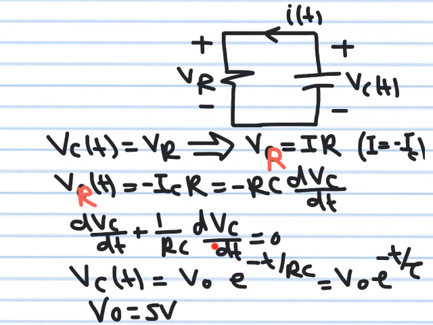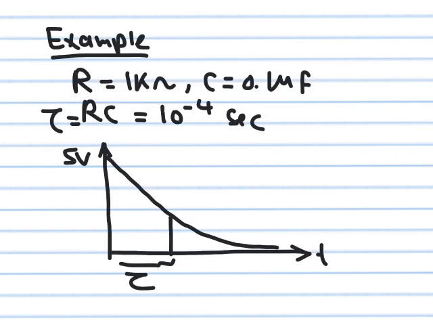V naught is the voltage at time zero. If you started before you close the switch and the voltage between here and here was 5, then after you close the switch, the capacitor voltage will still be 5 because it cannot change instantaneously. As a result, at time zero, if you put t equal to zero here, this term becomes 1. Then V naught is equal to 5.